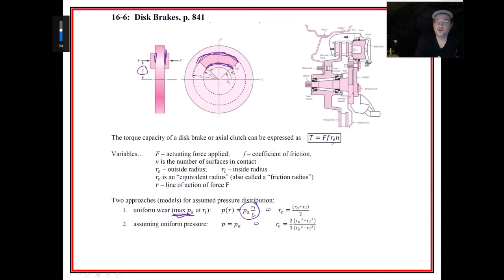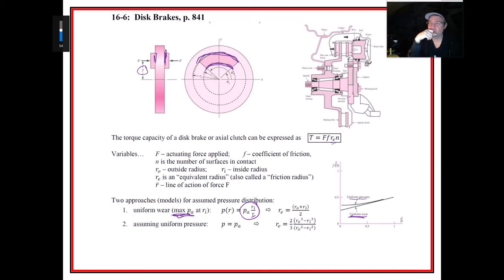But more complicated, I think there is a derivation in the book for the equivalent radius when we assume there's a uniform pressure. So there's two different models, and which is the right one? Well, hard to say for sure, but what we can do is make a comparison of these two things. And one of them is just a straight line. That's the uniform wear right here. But if we have uniform pressure, you can see that uniform pressure is probably going to be a better brake than a uniform wear, right?